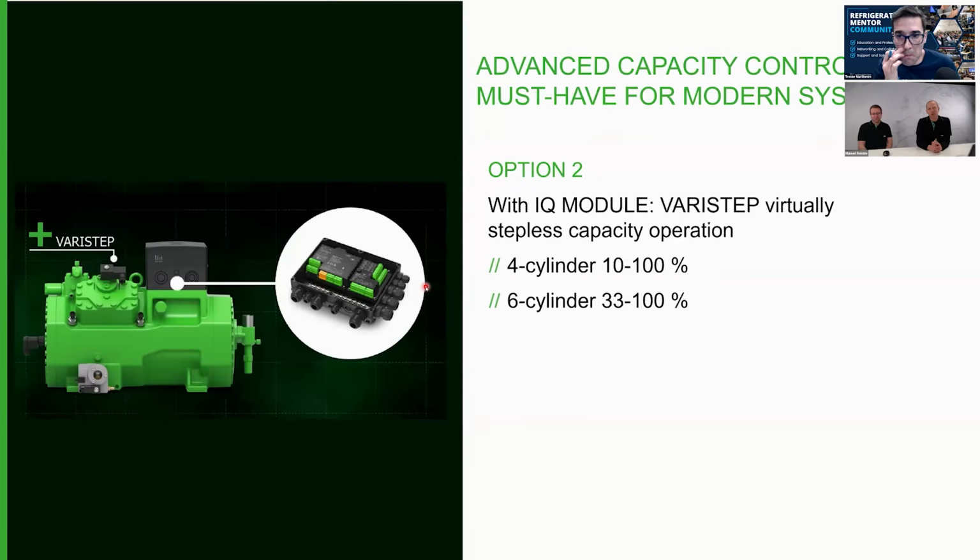So let's focus on option 2, and that is really for the greatest range. If you have a 4-cylinder compressor with 2 unloaders, it gives you 10 to 100%. That is really to cover minimum part load operation. And for 6-cylinder compressors with 2 unloaders installed, that's 33 to 100%. That is really what we want to highlight and focus on today.